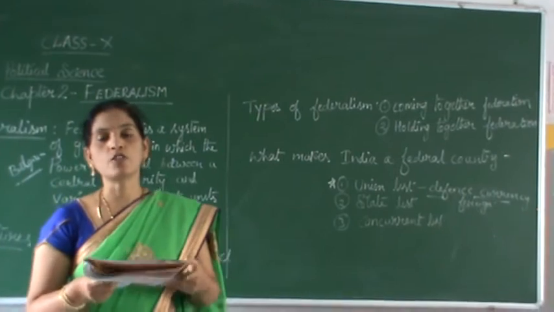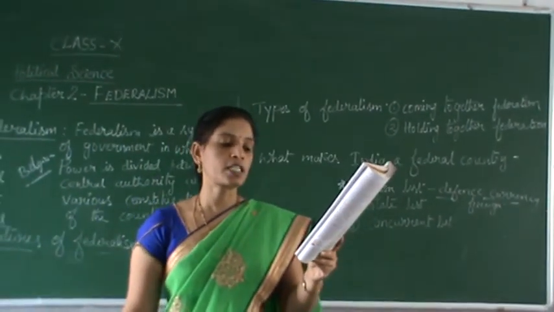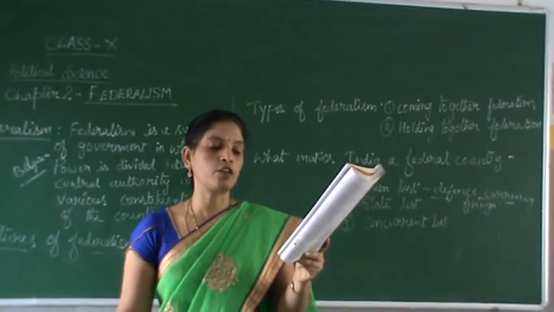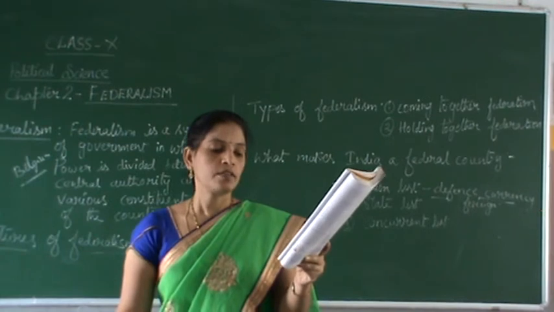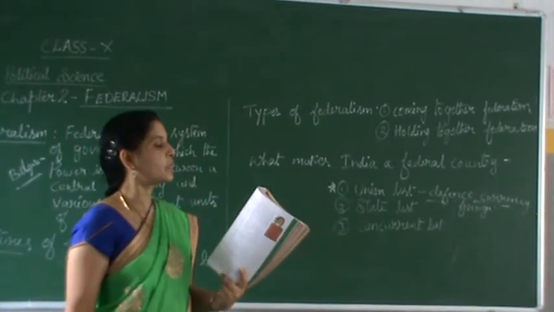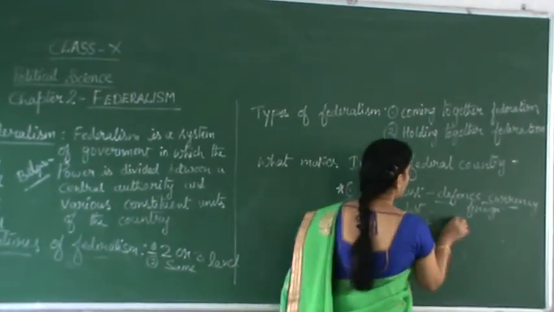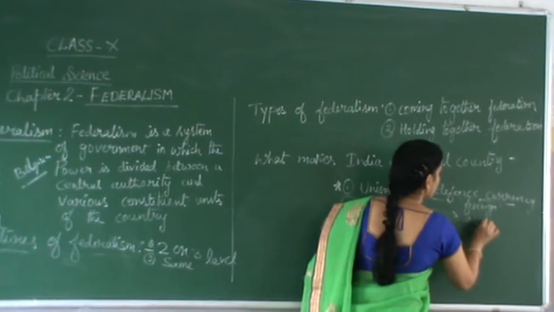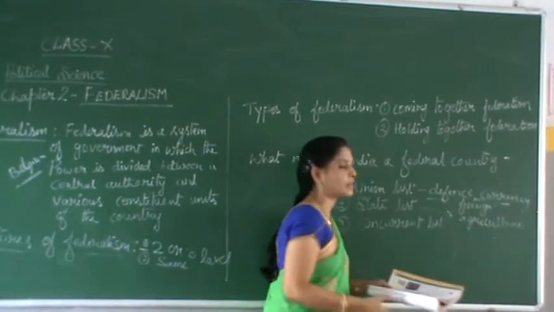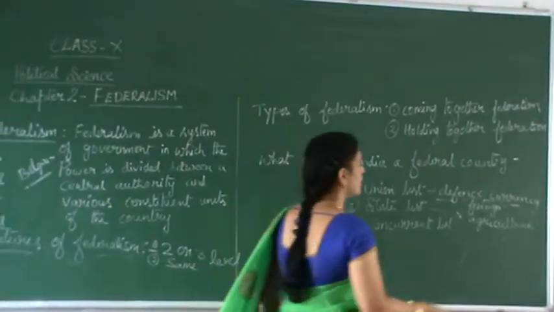Then what are the things which are subjected in the state list? Subjects of state and local importance such as police, trade, commerce, agriculture, irrigation. The state government alone can make laws relating to the subjects mentioned in the state list, like agriculture. Take one of the examples. We have listed police, trade, commerce, agriculture.